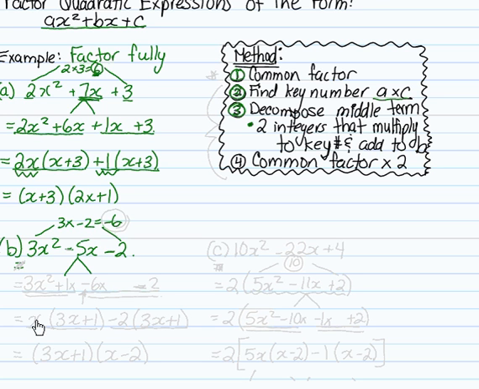So we have to go down and decompose our middle term of negative 5x into two terms that add to give negative 5 and multiply to negative 6. So we leave our first term as 3x squared. Our last term is negative 2. And we decompose the negative 5 into the two numbers, which are positive 1 and negative 6. These two numbers add to negative 5x and multiply to negative 6.